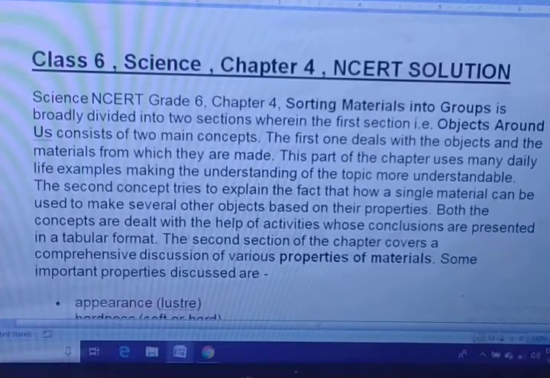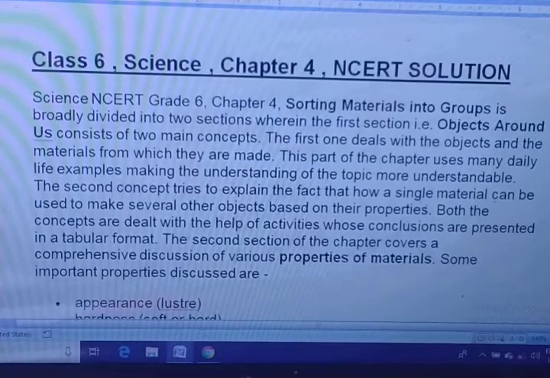You can write these question answers in your notebook. That will be much more beneficial to you, so that you can remember the question answers of NCERT. So let's start class 6 science chapter 4 NCERT solution.